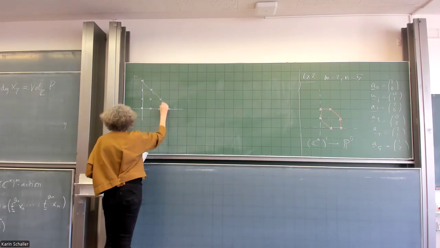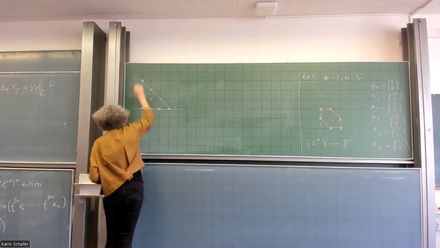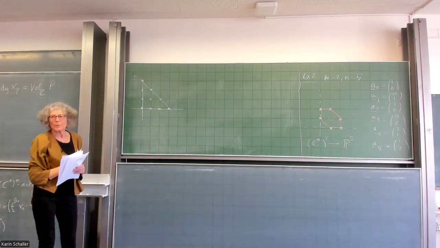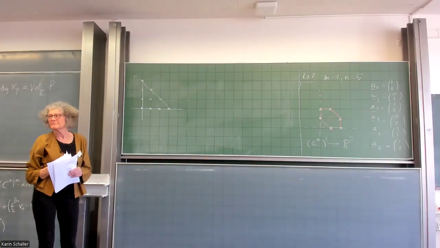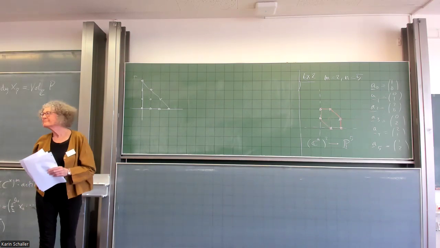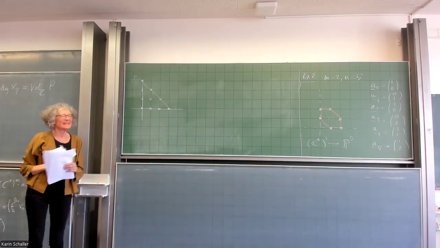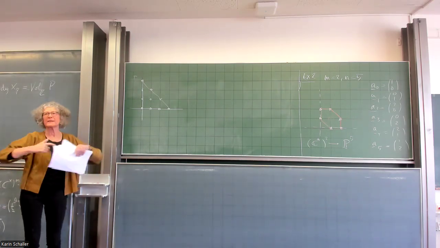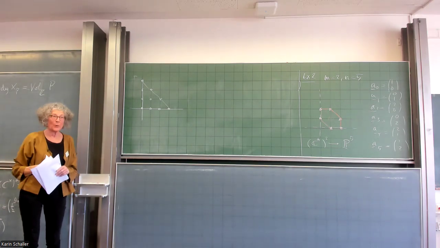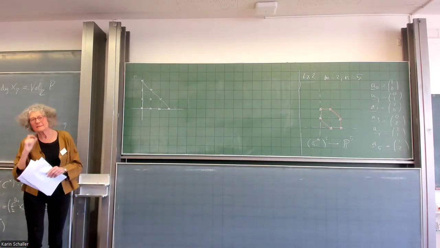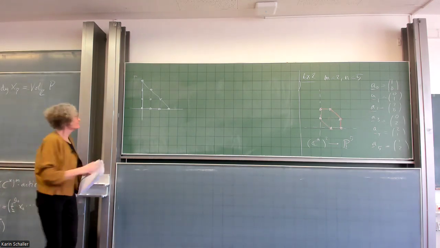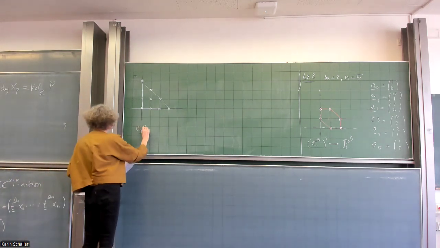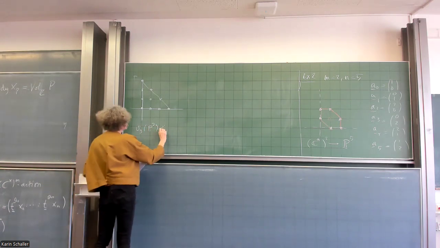1, 2, 3, 4, 5, 6, 7, 8, 9, 10. So what is the variety here? Anybody know? It's a simplex, but three times the simplex. Precisely. So this is the third Veronese of P2 in P9.